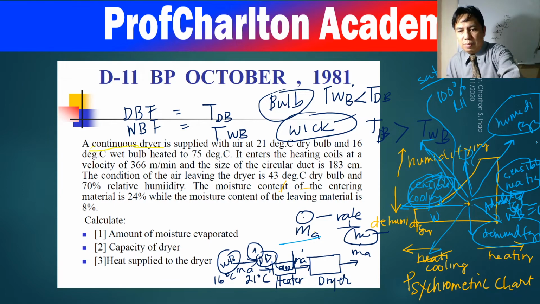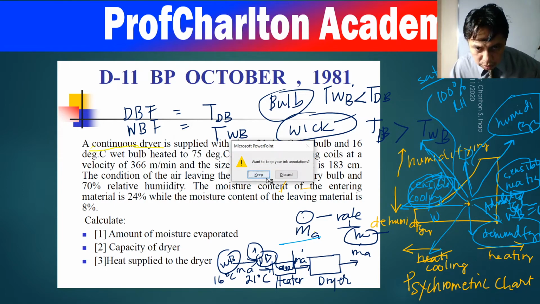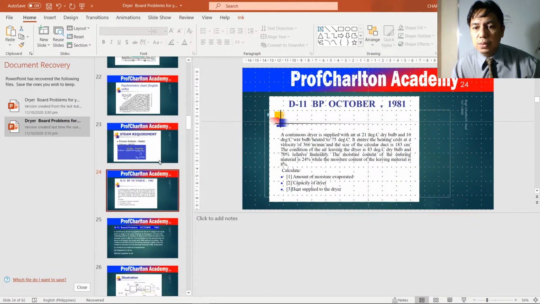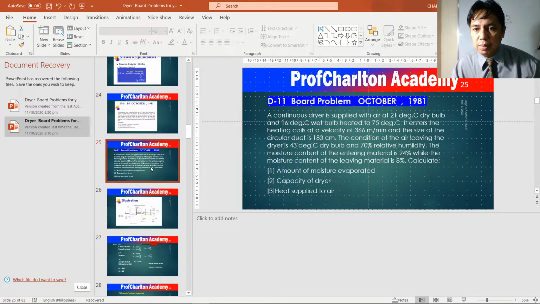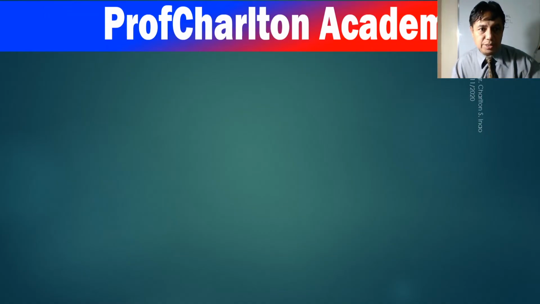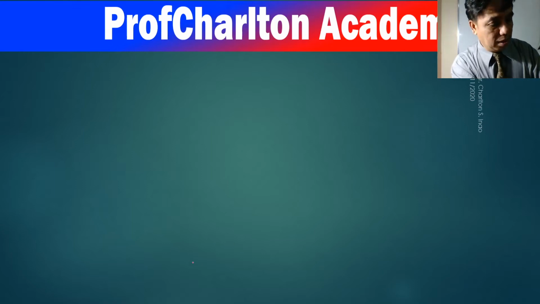So let me discard these annotations, because we would like to make it clear, right? I'll get a blank page here so that, for the information of everybody, we have a one-time review so that it could be clear.